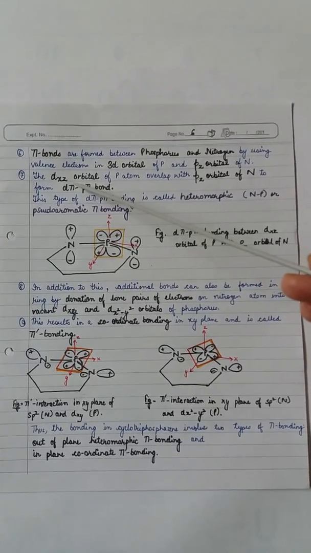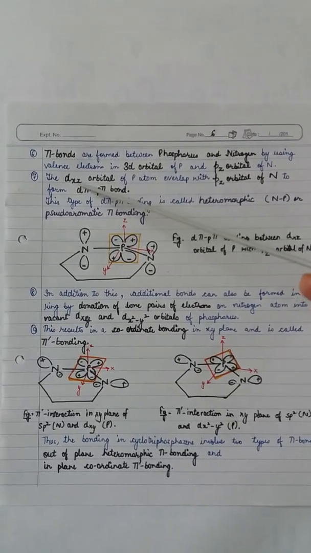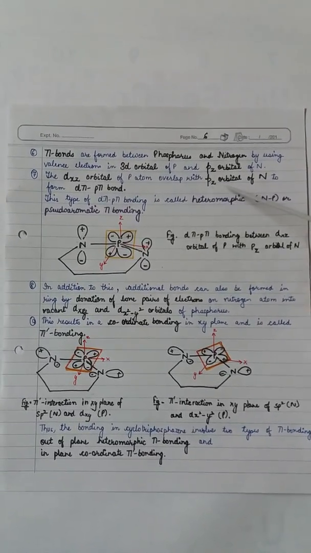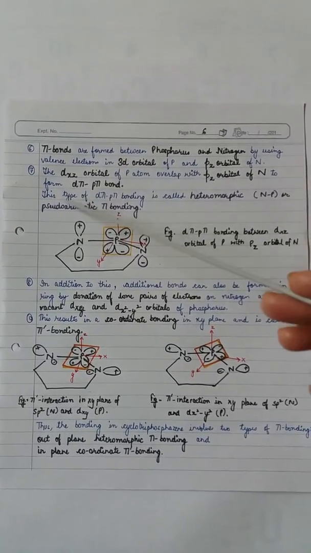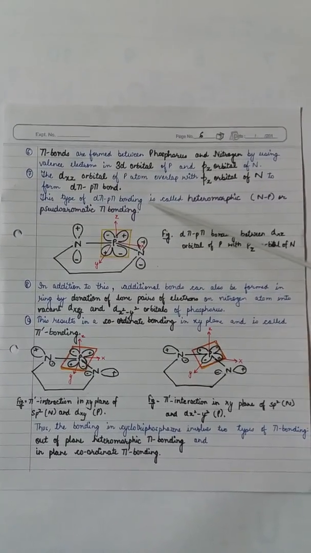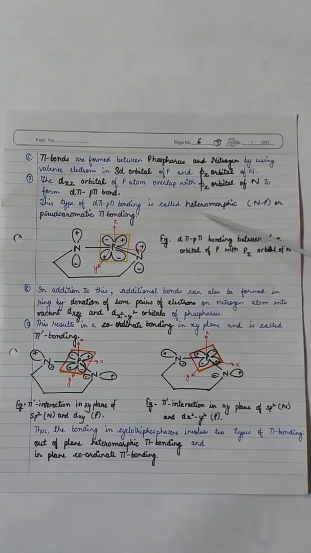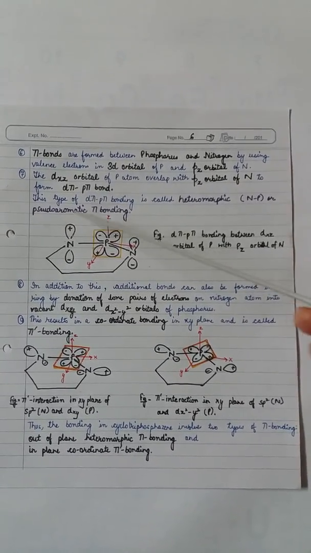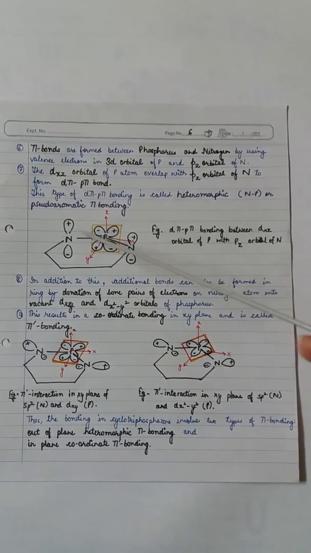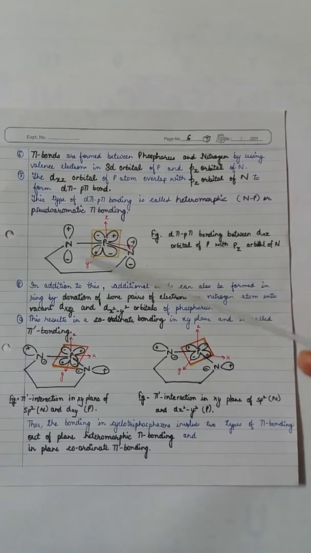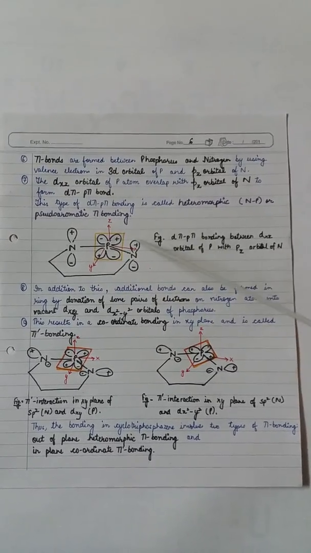So this dxz orbital of the phosphorus atom will overlap with the pz orbital of nitrogen to form a d pi p pi bond, and this type of d pi p pi bonding is called heteromorphic or pseudo-aromatic pi bonding. Why is it called heteromorphic? Because there is a difference in the signs, you can see the charge signs, that's why it is known as heteromorphic.